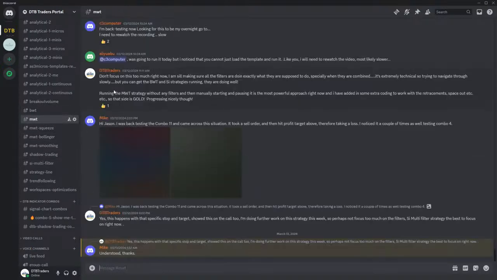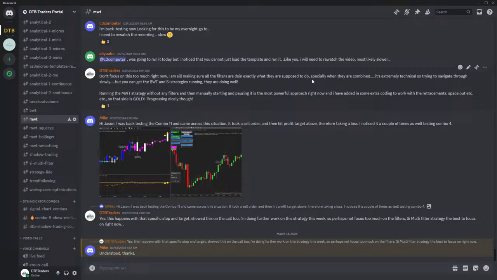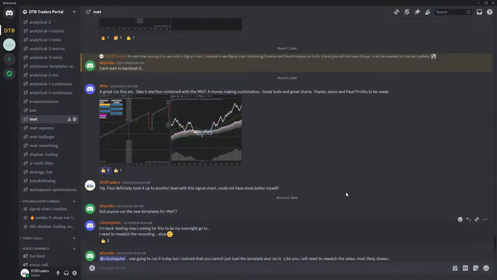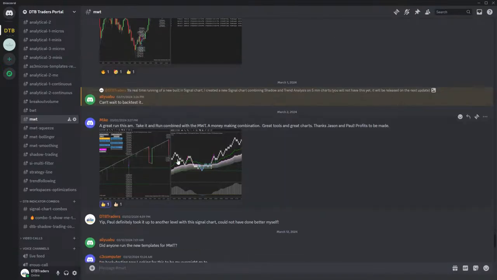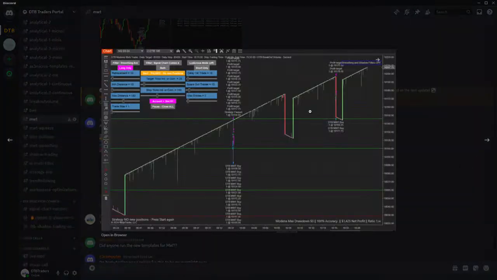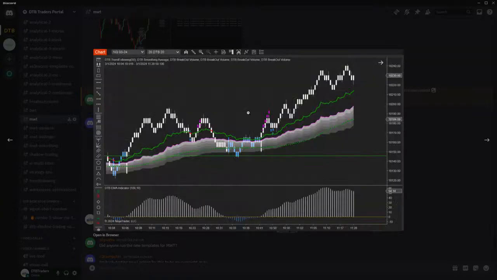So I have been working on the Medina Wick Trader strategy. And what I really like about this strategy is that if you are able to manually operate it, just like Mike did over here, he was showing how he would enter positions, starting and pausing the strategy based on what's happening on a signal chart. So he'll be looking at a signal chart like this, and then starting and pausing.